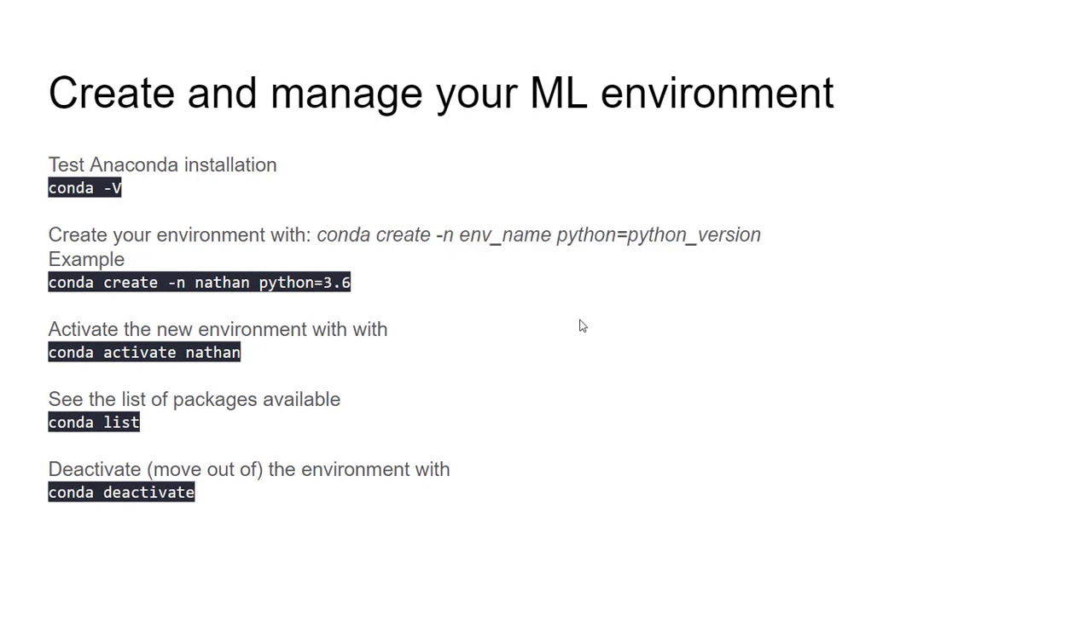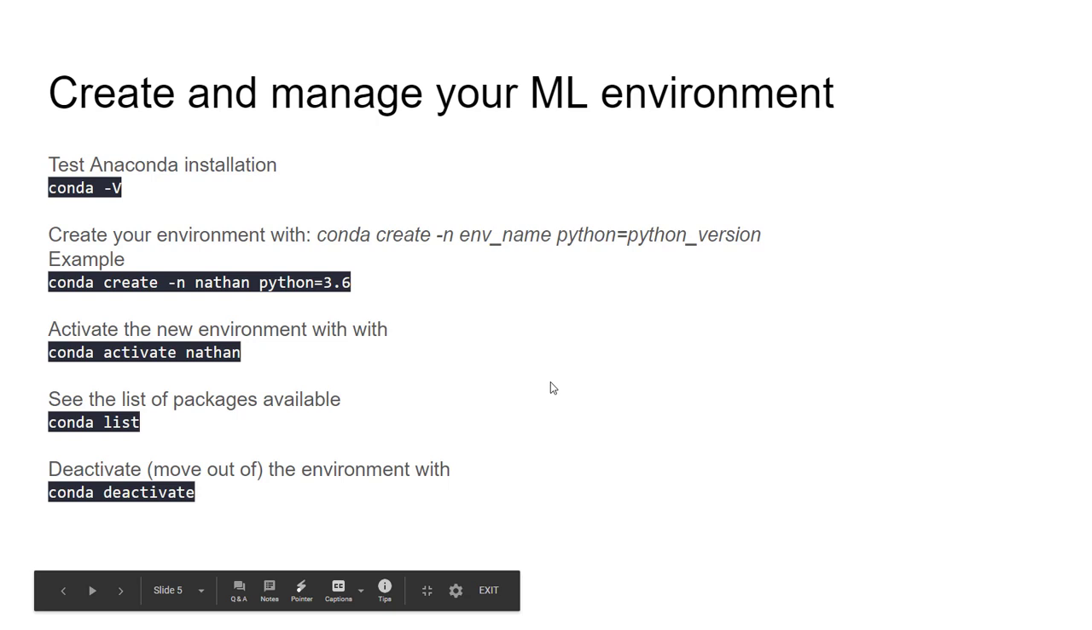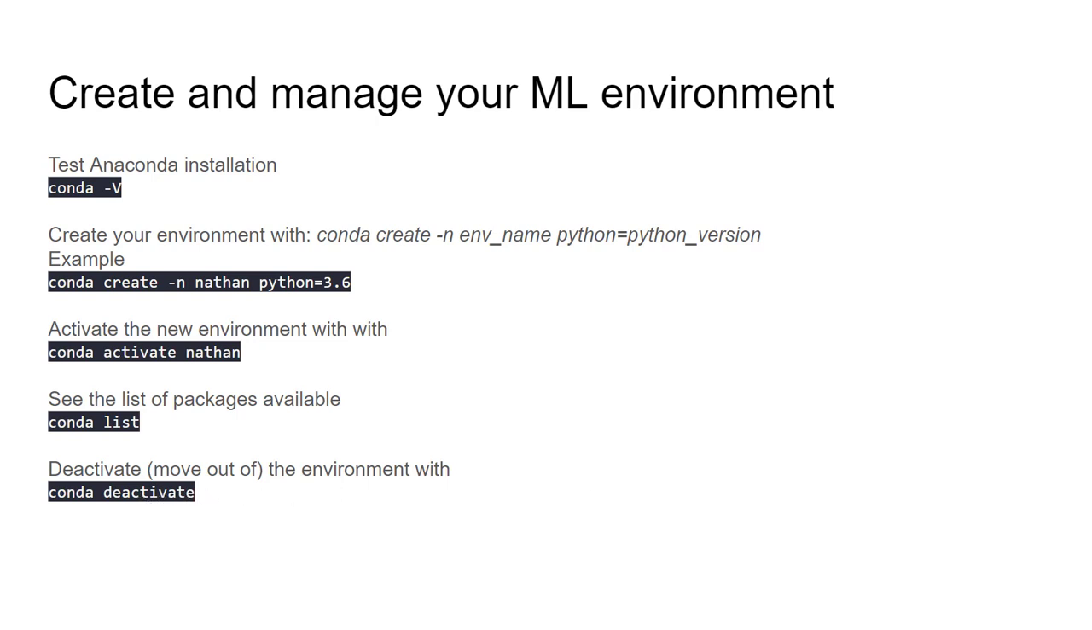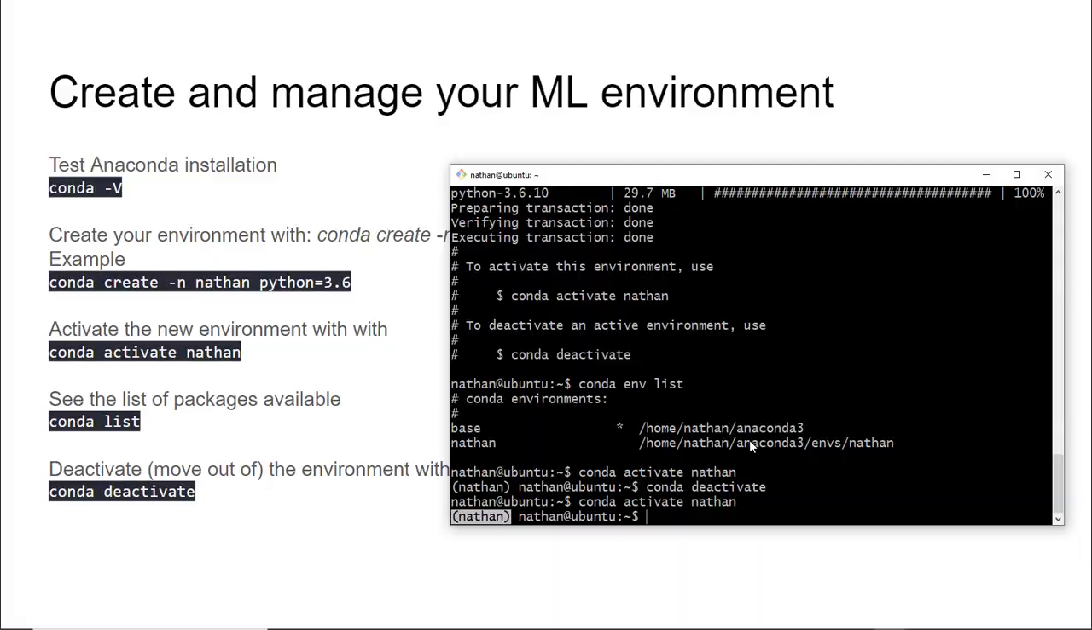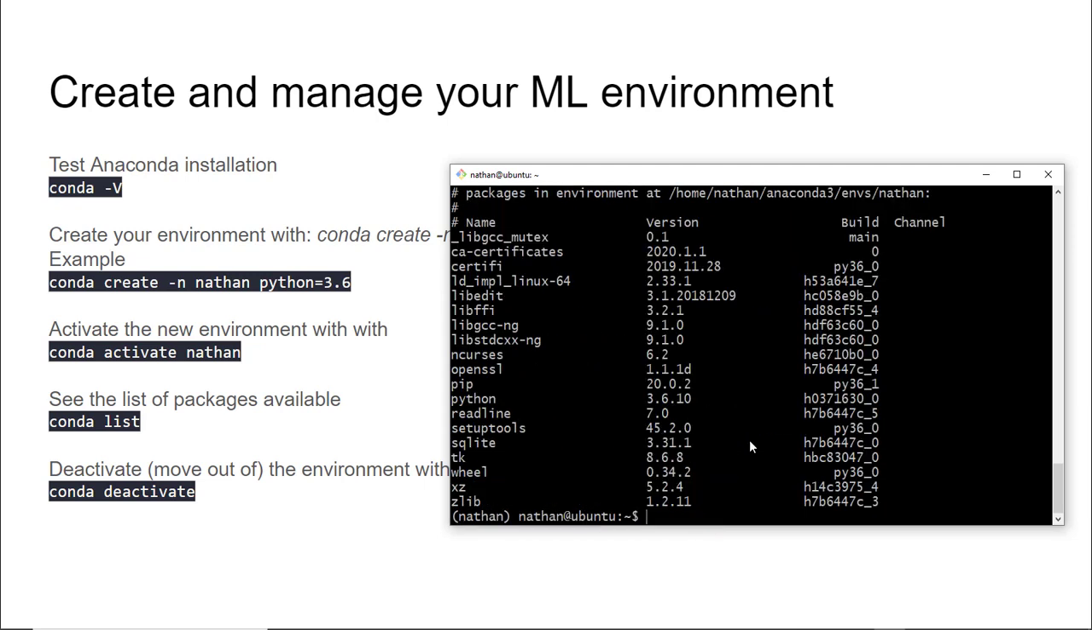So let me show you a list of other available conda commands you can use to better manage your environment. So you have conda list to see the list of available packages in an environment. You've already seen how I have used conda deactivate to move out of an environment. So conda list, let me rapidly show you what conda list displays. Conda list. This shows a list of packages already installed in the environment called Nathan. These are some packages already installed.